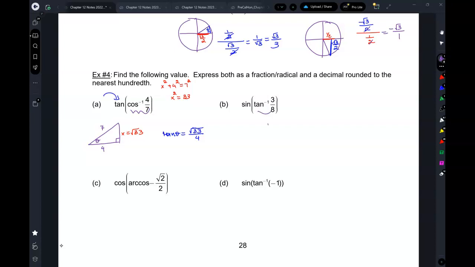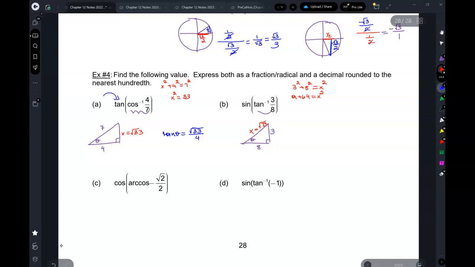Okay, so here we go. We start from the inside. Draw an angle. The inverse tangent of 3 over 8. So the tangent of that angle is 3 over 8. That means opposite over adjacent is 3 over 8. So I need to find x. 3 squared plus 8 squared is equal to x squared. 9 plus 64 is x squared. So x is root 73, right?